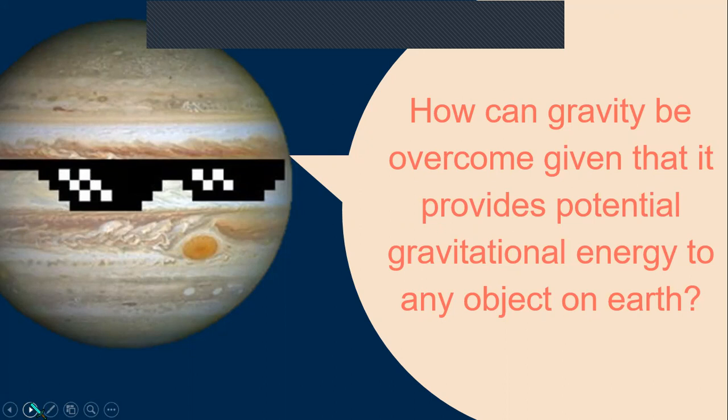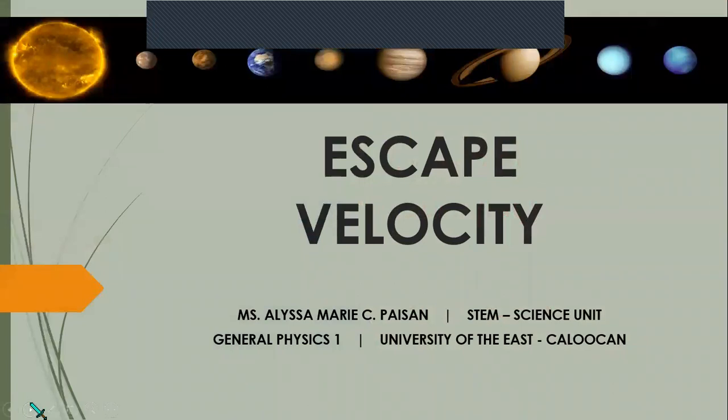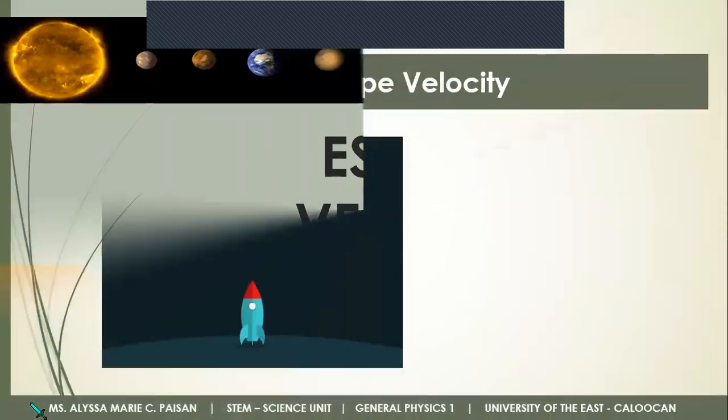So katulad dun sa dati nating lesson, nagkaroon na siya ng gravitational attraction relative sa center of the Earth. So ganun din dito, ang magiging reference point din natin is the center of the Earth instead of the ground. Okay, so relative to the center of mass of the Earth, everything on the surface of the Earth has gravitational potential energy. Okay, now let's discuss the escape velocity.